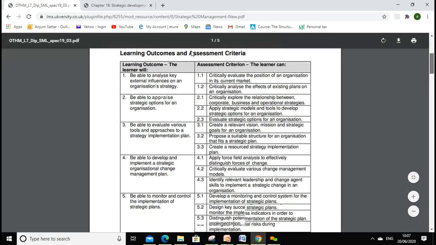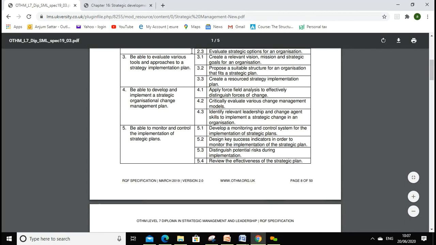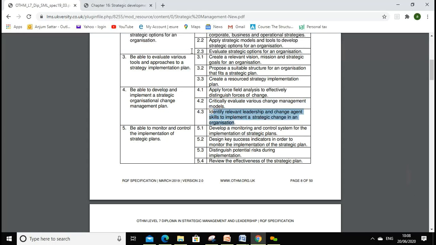And today's lesson, we discuss strategy implementation, strategic options. So today we will go through our LO4, and in LO4 we have three assessment criteria. We need to apply the force field model, critically evaluate various models, and identify the leadership and the change agent and what sort of skills are required if we want to implement the change.